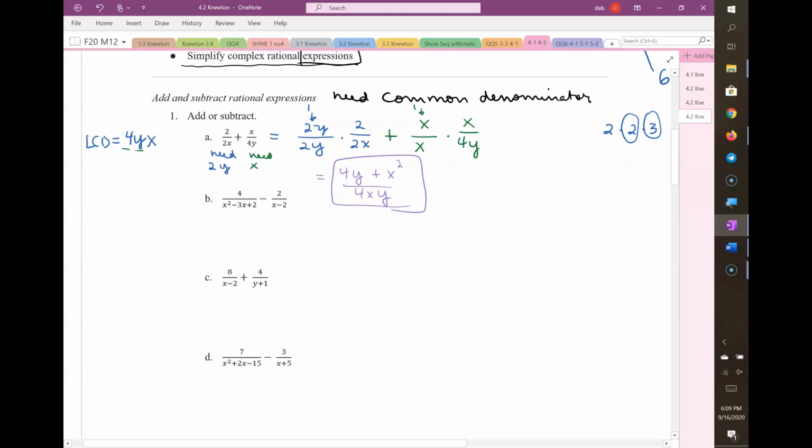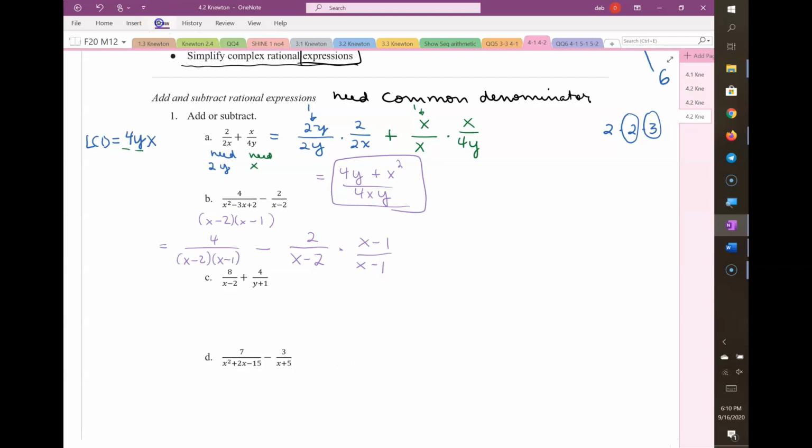Okay, so the next one, you need to always see if you can factor denominators. And this one looks like it factors, the trinomial factors to two binomials, x minus 2 times x minus 1. So I see that for the first rational expression, I don't need anything more to have the common denominator, but the second guy needs an additional factor of x minus 1. So now they have a common denominator.